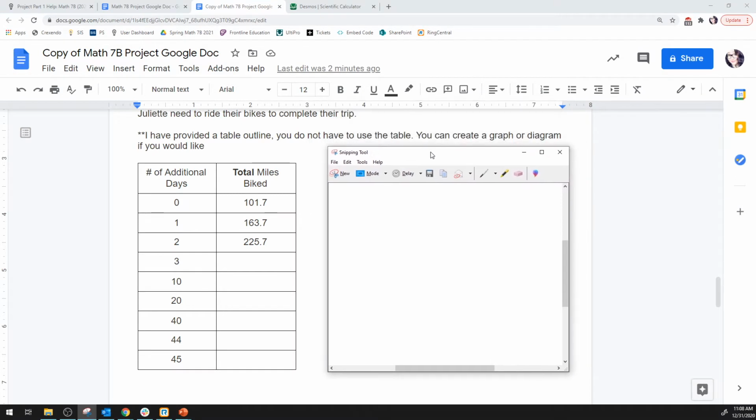Okay. Now if we think back to the equation that we wrote in the first part, the equation that we wrote in our first part was 62x plus 101.7 equals 2,878. Now if I'm looking at this table here, these values on the left-hand side, these are going to be what I am substituting for x.